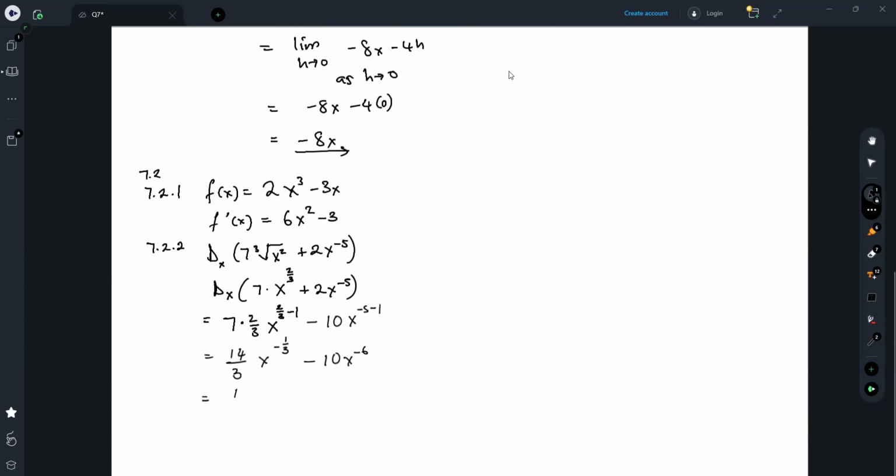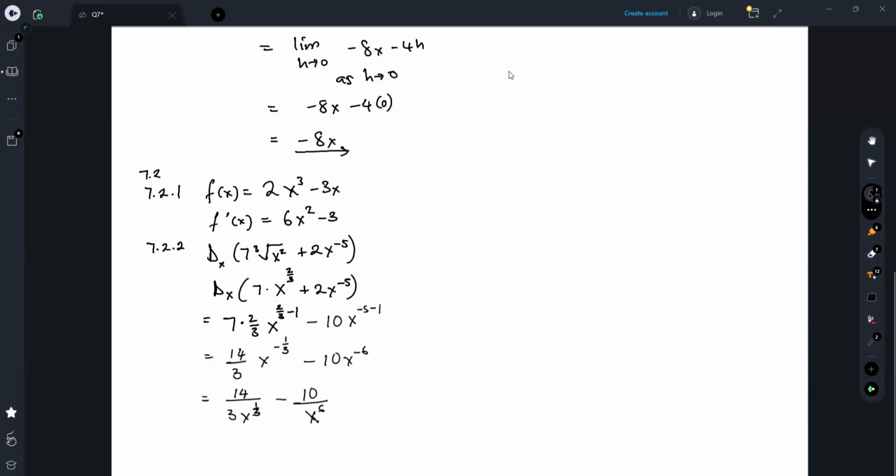So we're going to have 14 over 3 multiplied by, I think this is supposed to be a 3 instead of a 2, yes. And minus 10 over x to the power 6 like that. And that would be our final answer like that, okay?